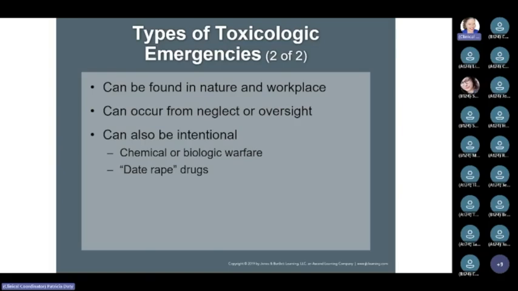Fentanyl is another one, Mark, absolutely. Yeah, it wasn't good.